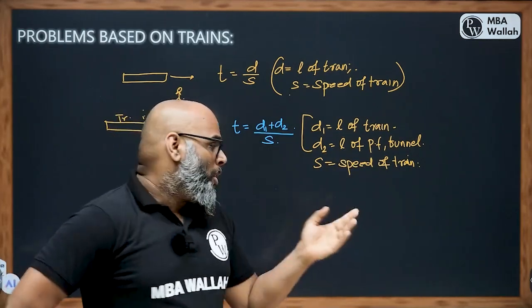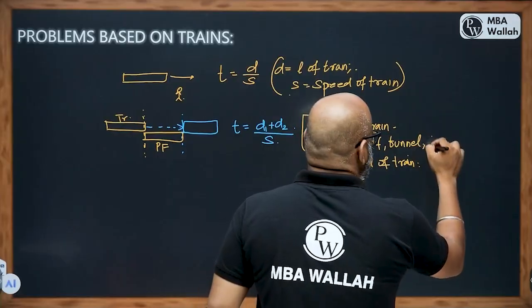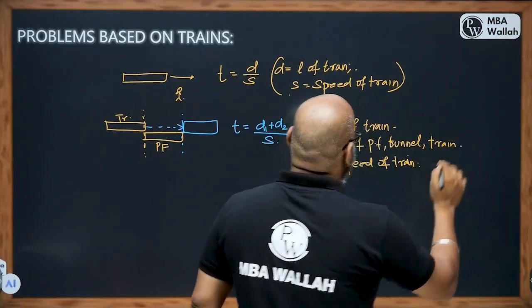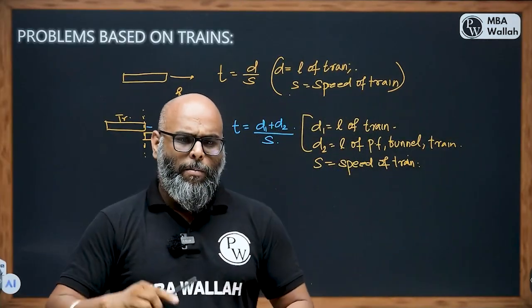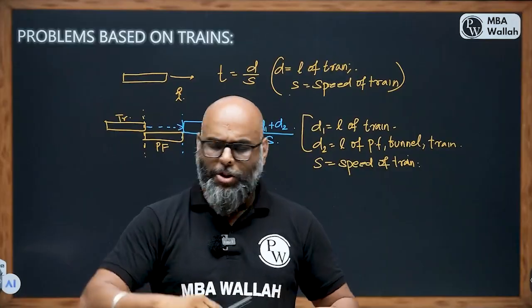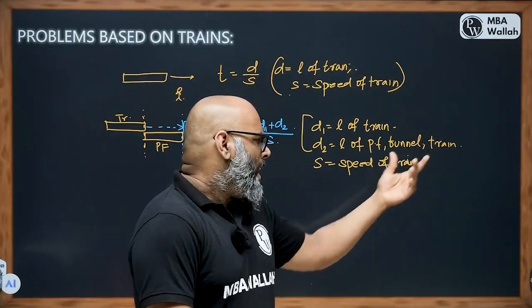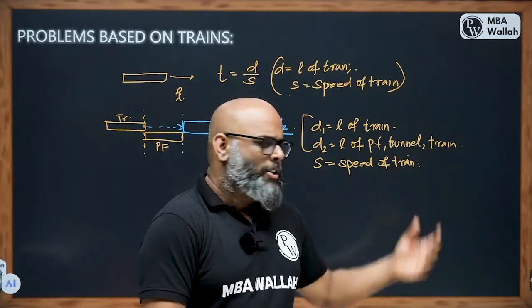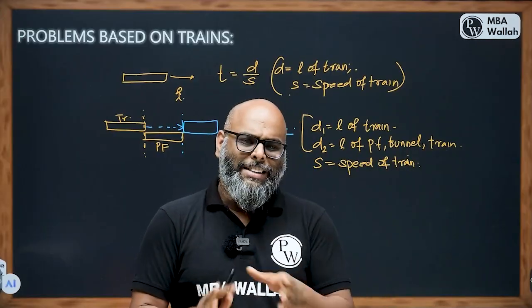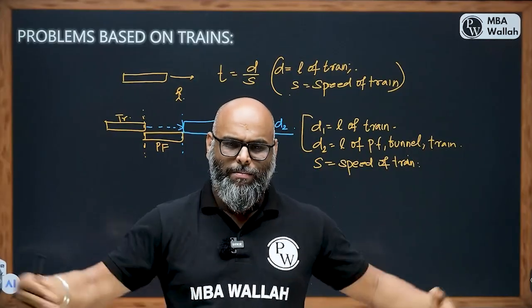But then it could also be another train, right? It could be a length of a platform, length of a tunnel, length of a bridge, it could be a length of another train. But under this condition, this pretext, what do we understand? The other train is stationary. The train is not moving.